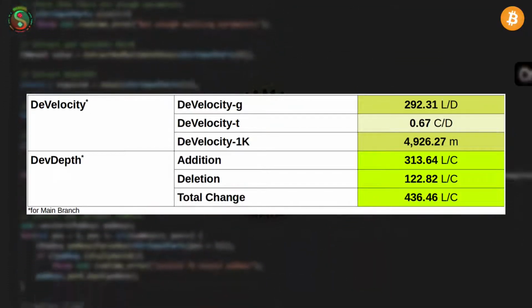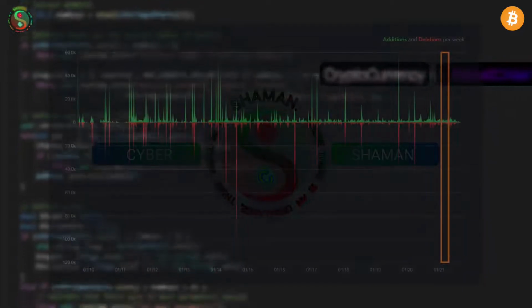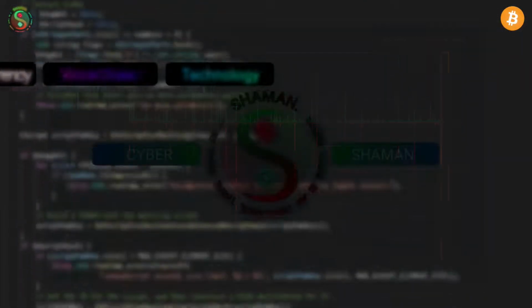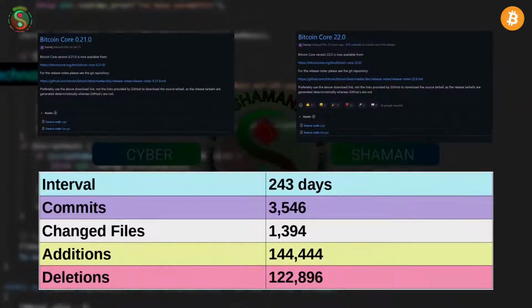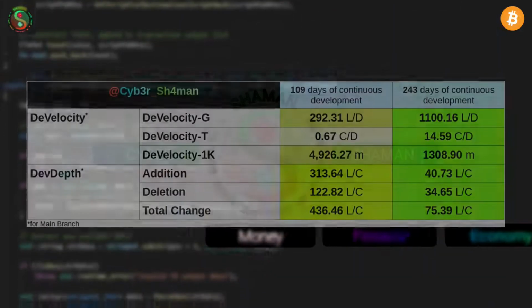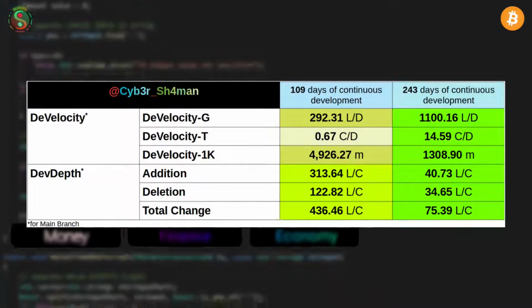As you can see, almost everything looks good, while those 100 days were not the most active period of the repository. And if we analyze the last 243 days, which are not the most active time frame again, we will see some amazing results.